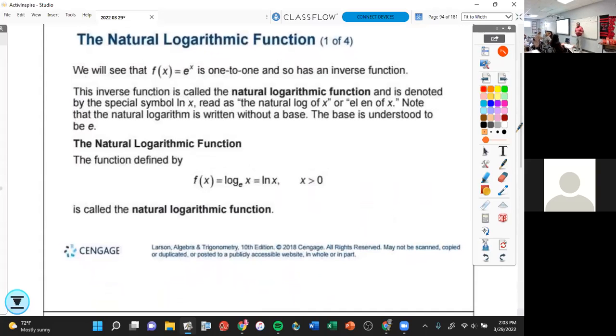How about e to the x? We talked about it yesterday. E is just a number, so e to the x is exponential. The inverse function of e to the x is called the natural logarithmic function. To write the natural logarithmic function, we're not going to write log base e. We're going to write ln, or natural log of x. And in case you don't know, this can be read as ln of x.